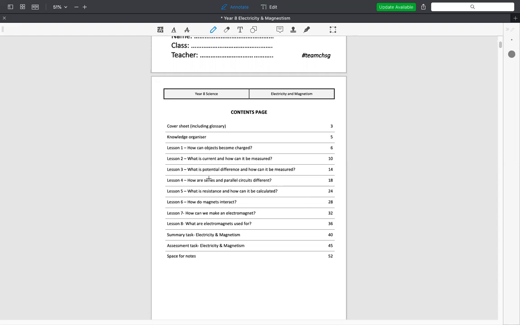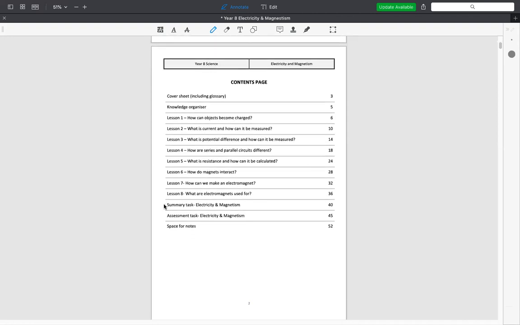So in Key Stage 2 or even Year 7, you might have looked at circuits, but we're going to look at types of circuits in more detail, so series and parallel circuits. Lesson 5, we're going to look at resistance and how it can be calculated. Lesson 6, we're going to look at magnets and how they interact. Lesson 7, looking at electromagnets, what they are and how we can make them. And lesson 8, we are going to look at what electromagnets are used for.